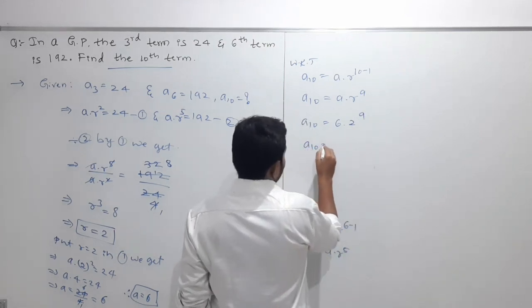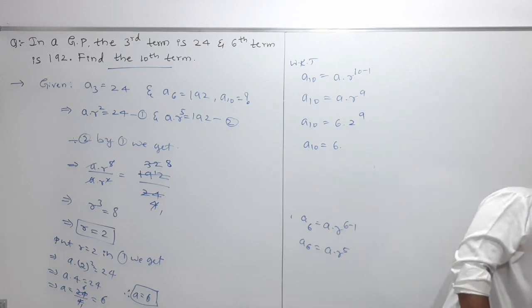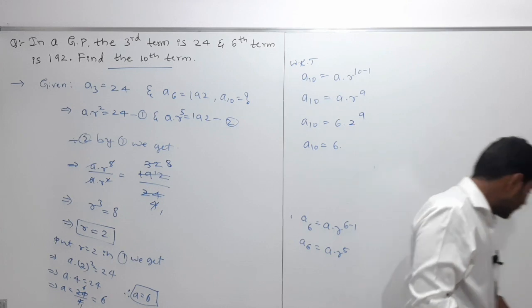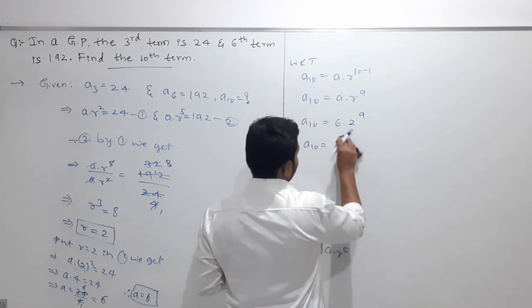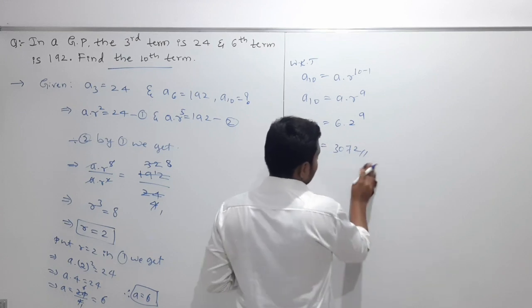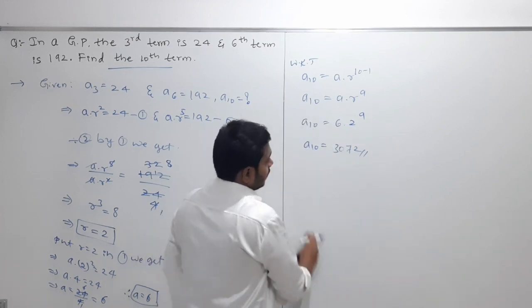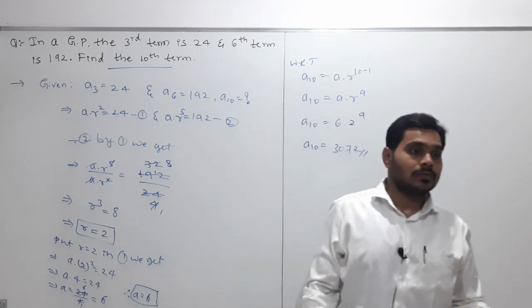So therefore A10 is equal to 6 into, what is 2 to the power 9? If I am correct, 2 to the power 9, if you simplify, you will get 512, and 6 into 512 gives 3072. You will get 3072. This is our required 10th term. Understood? So like this you should solve.